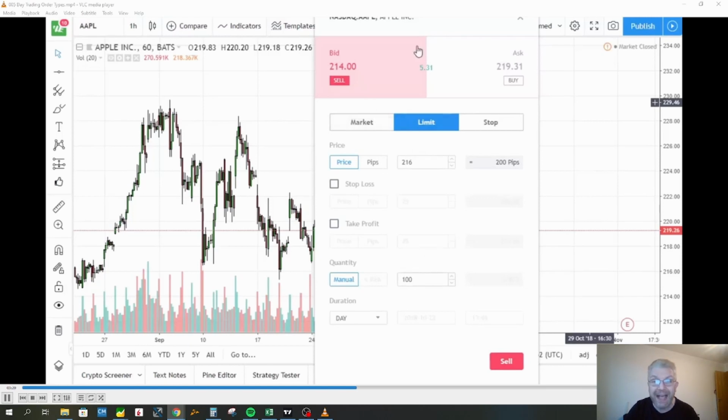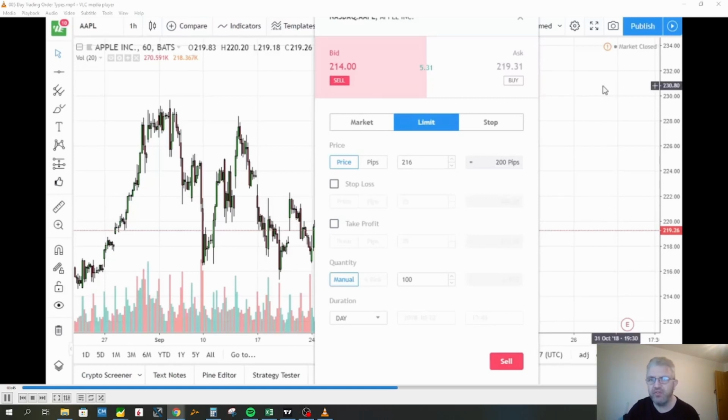But if it blows past 216, it might be 216 and 25 cents before you realize it. You make more profit, and that's not a bad thing, but just to let you know that your order may or may not get filled. But it is a way to get out at that specific price. So that's a sell limit order.